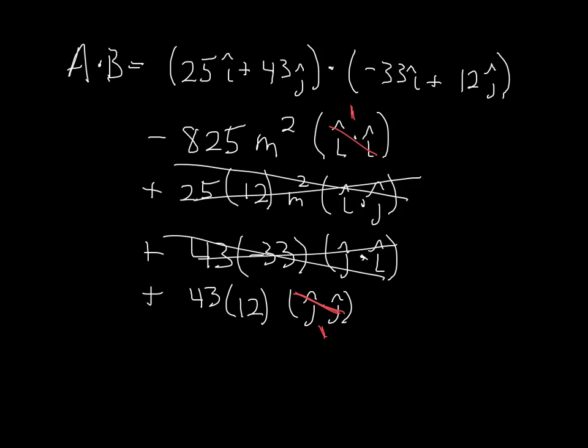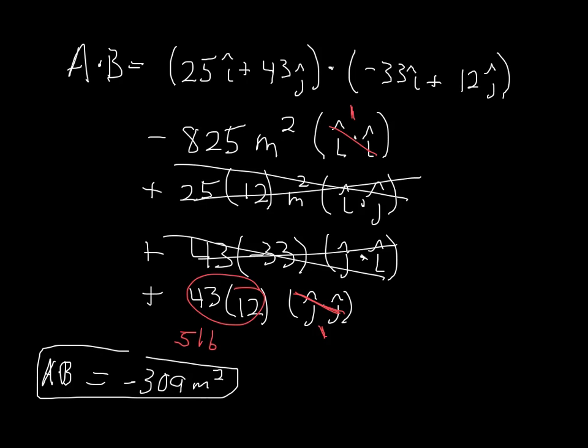What's 43 times 12? 516. So this number right here becomes 516. And we do 516 minus 825, and we get a final number for A dot B equal to negative 309 square meters. Make that dot a little bigger.